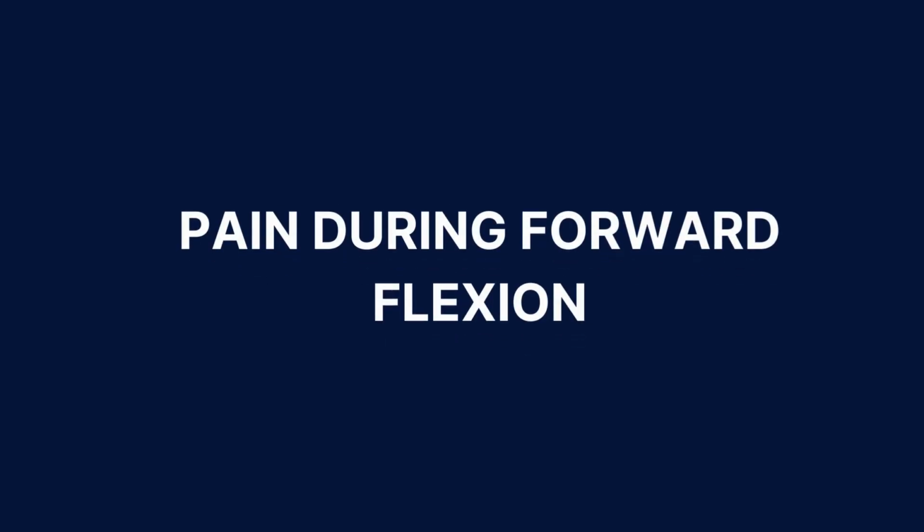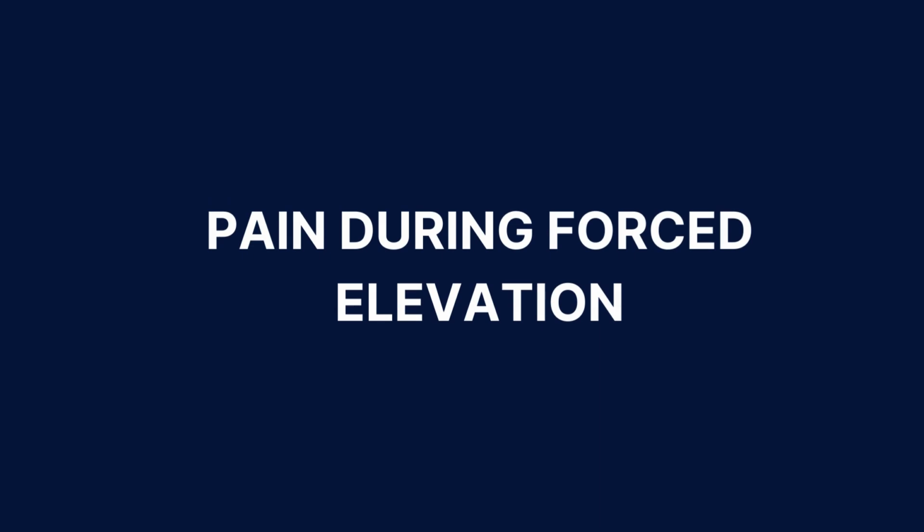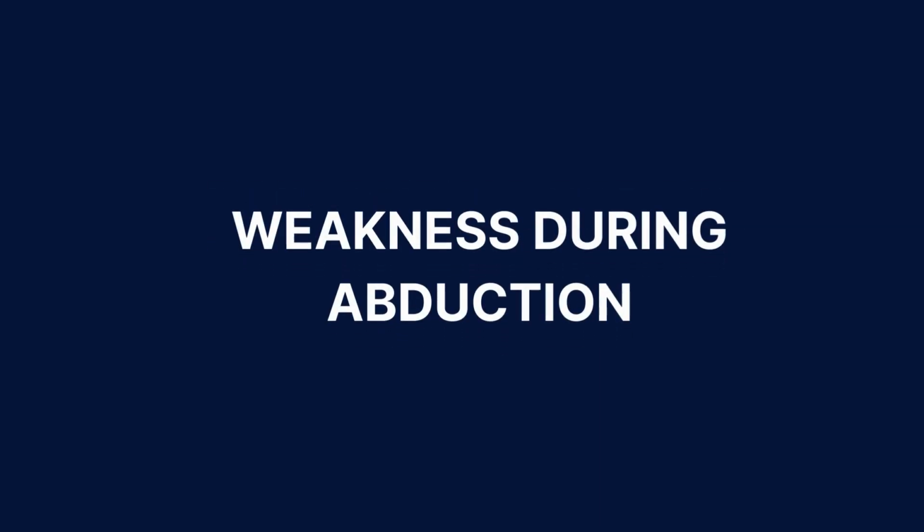The scoring system consists of 4 categories, each with a maximum possible score of 3 points. The first one is pain during forward flexion, the next one is pain during forced elevation, the one after is weakness during abduction, and lastly night pain. The total score is calculated by adding the points from each category, with a maximum possible score of 12.